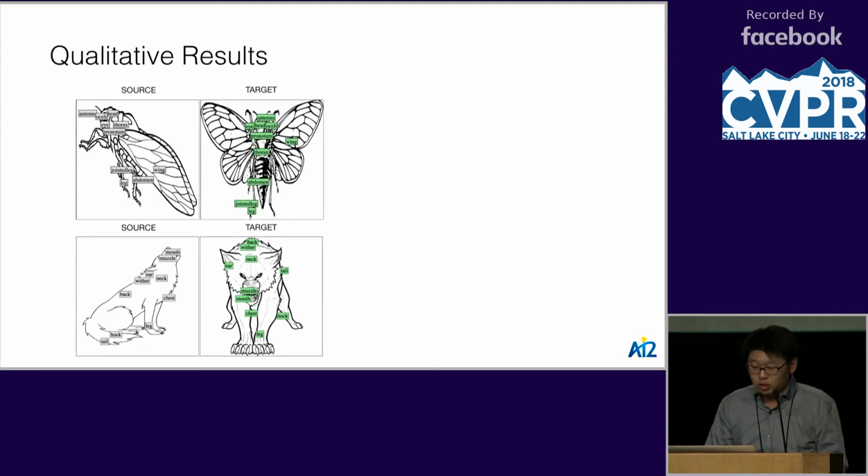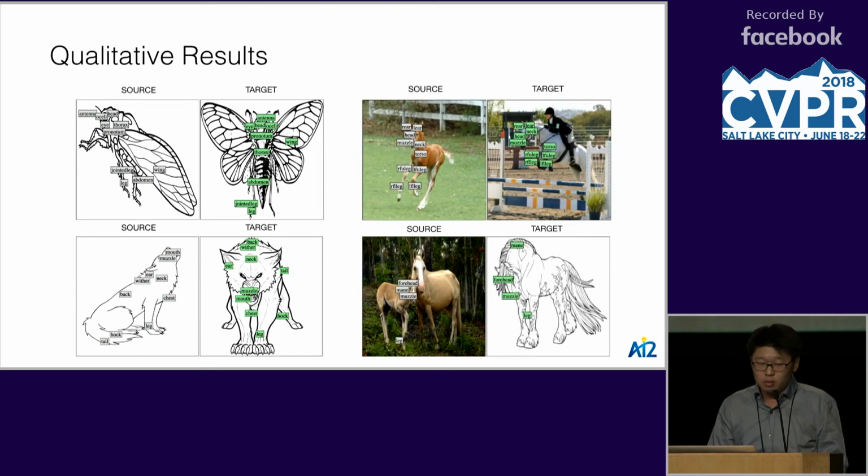Here are the qualitative results of diagram to diagram, image to image, and image to diagram matching.